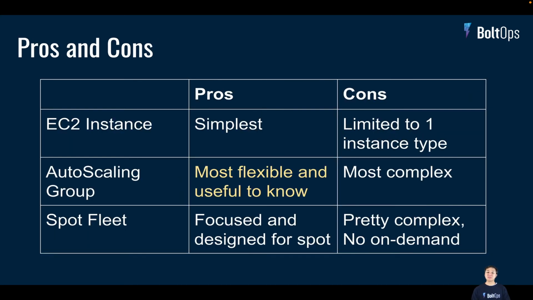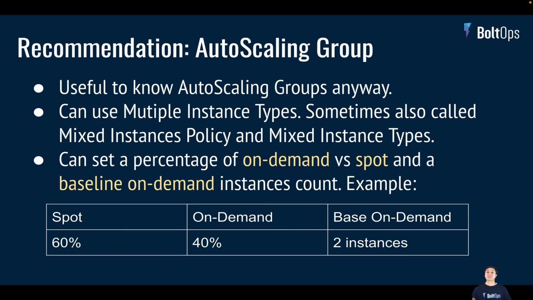Okay, so some pros and cons. Kind of covered them in that previous slide, but pretty much EC2 instance is the simplest, and then AutoScaling group is the most complex, I would say, but it's also the most flexible. Okay, because you can actually do a percentage of different Spot instances and on-demand instances. So you can see where this goes. The recommendation, if you're trying to figure out which one you should use, is actually, I think, AutoScaling group, even though it's the most complex in some ways, it's actually very useful to know AutoScaling groups anyways, because they're such a core component of how you build highly available infrastructure with AWS.